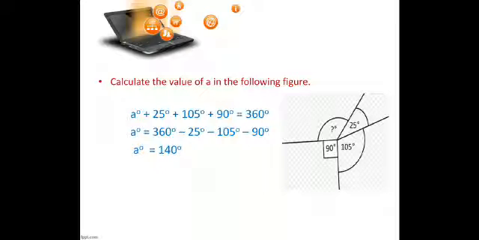Now here is an example. Now you can see in this figure we have four angles: 25, 105 and 90, and one angle is unknown. Let's call it A. If you want to find the value of it, it's very simple. If you add up all these four angles, the answer will always be equal to 360. So by doing this, we can find the value of A. 25, 105 and 90, when we take these to the other side, they will be subtracted from 360 and the answer is 140.